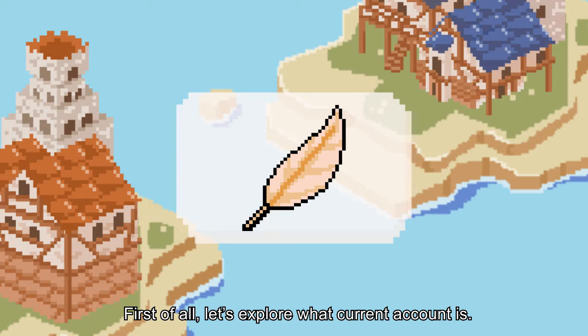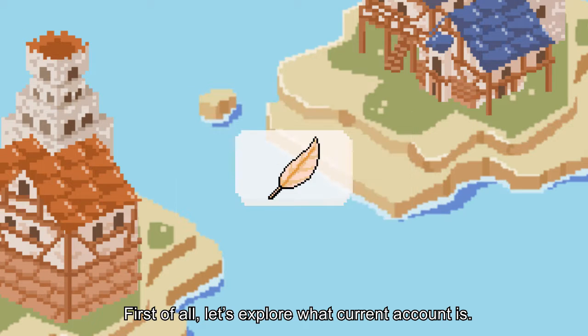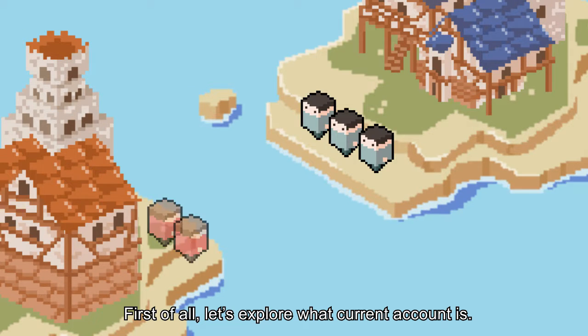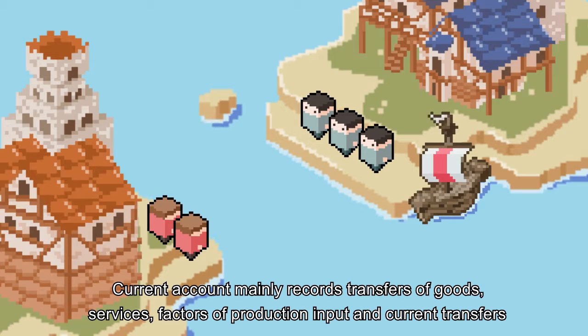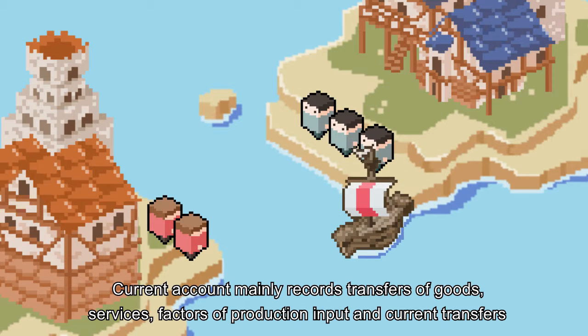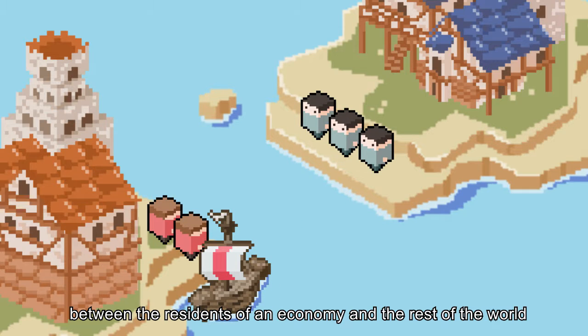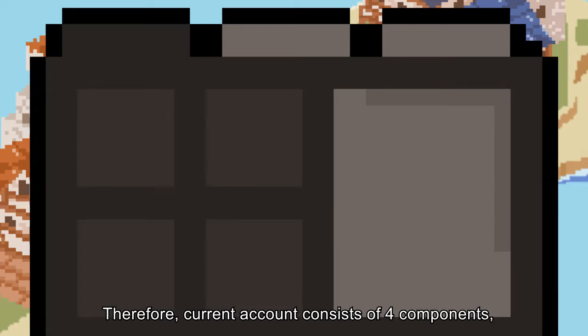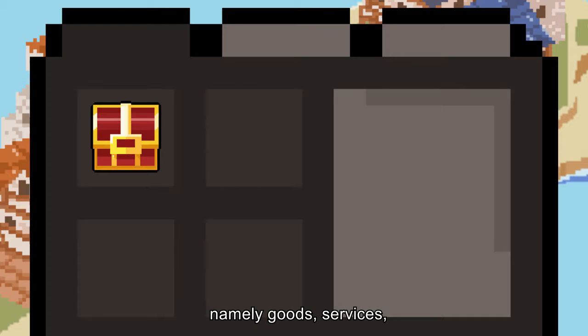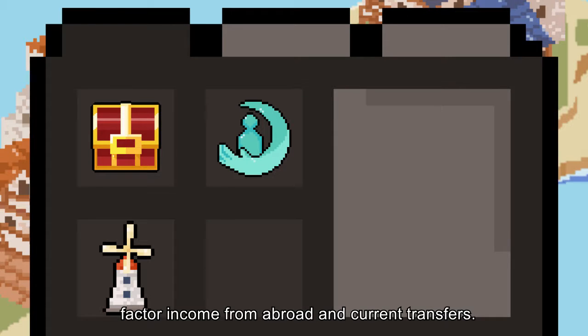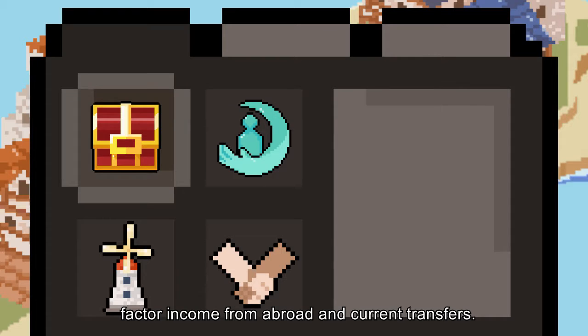First of all, let's explore what a current account is. A current account mainly records transfers of goods, services, factors of production input, and current transfers between the residents of an economy and the rest of the world. Therefore, a current account consists of four components, namely goods, services, factor income from abroad, and current transfers.